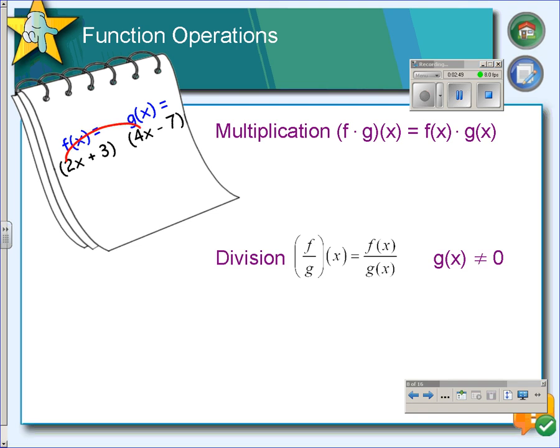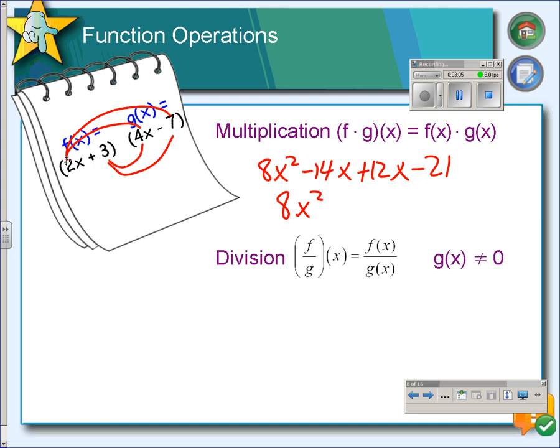2x times 4x is 8x squared. For outside, we get negative 14x. For inside, we get 12x. And last, we get negative 21. Combining like terms, we get 8x squared minus 2x minus 21. So this is f times g.